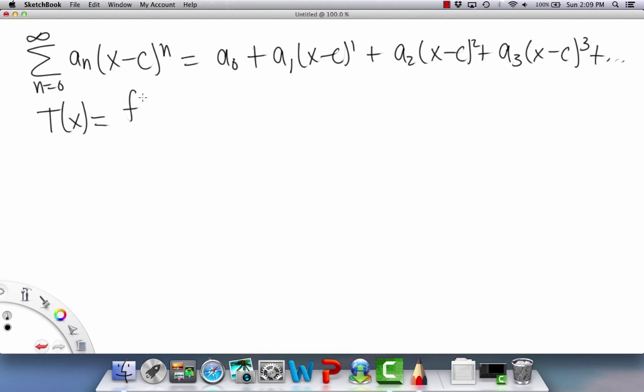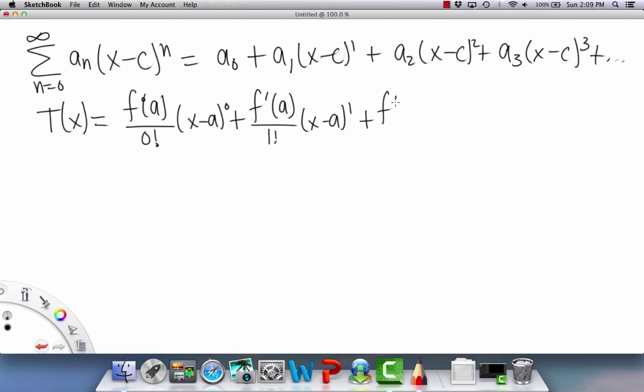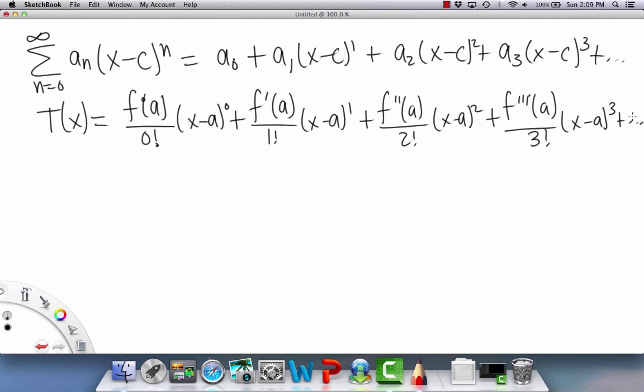So we would have f to the 0, which is just f of a in this case. And then remember when the Taylor polynomial was centered around a, we have (x minus a) to the 0 power plus f1, or f prime of a over 1 factorial times (x minus a) to the 1 power, plus f double prime of a over 2 factorial (x minus a) squared, and I'll do one more, f triple prime evaluated at a over 3 factorial times (x minus a) to the third, and so on, right?